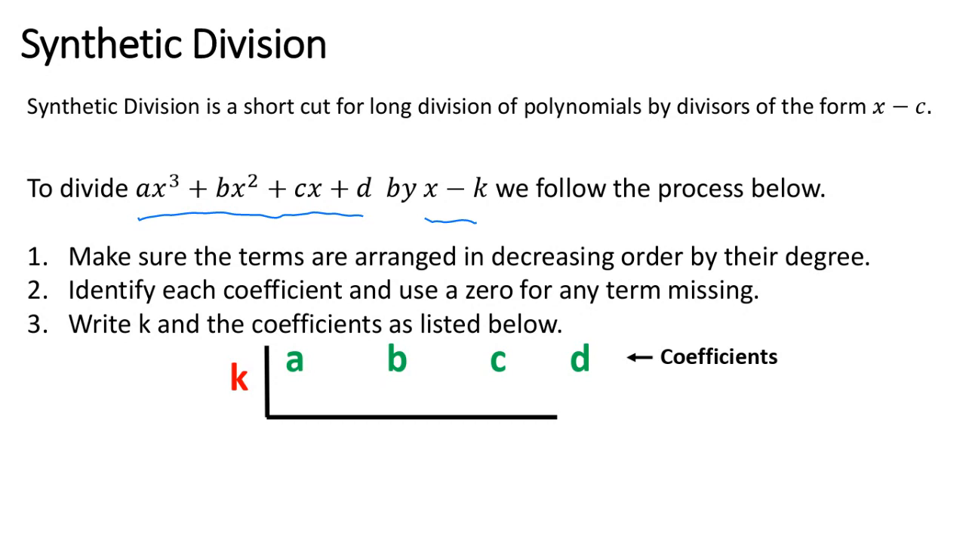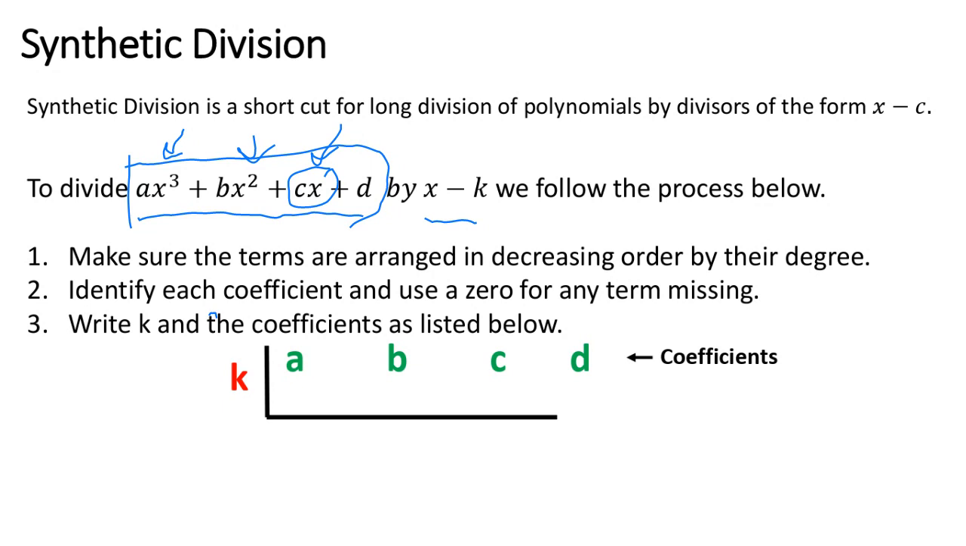So the first thing you want to make sure is that your dividend, which is this here that I highlighted in a box, is in order from largest to smallest as far as the degree goes. So notice here we have a power of 3, a power of 2, and then a power of 1, and then your constant. So you want to make sure that you arrange them in order. Then, step 2, we're going to identify if you have a missing term, then you want to use a 0. So for example, if you didn't have an x term listed here, then we would just fill it in with a 0.